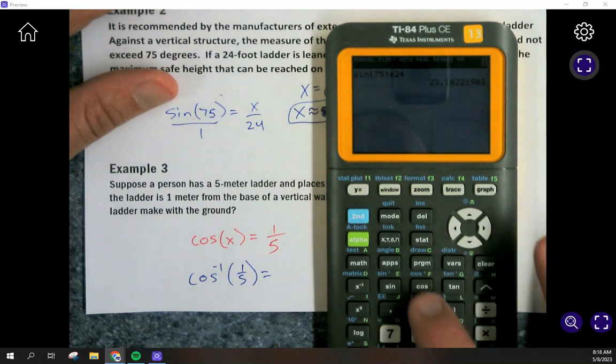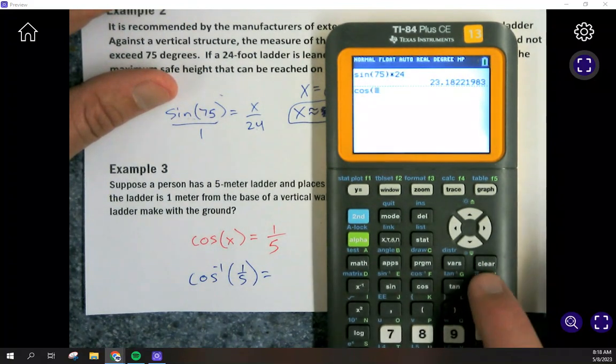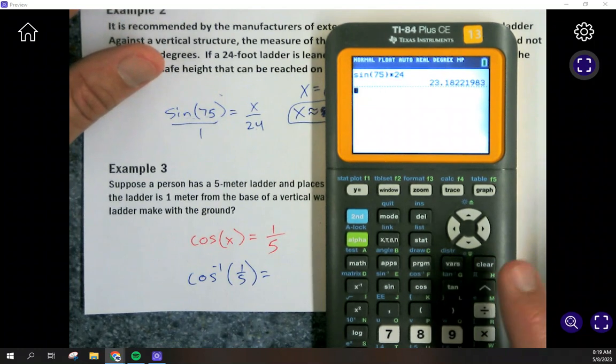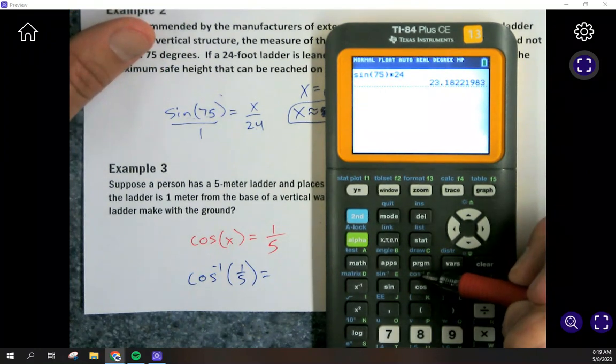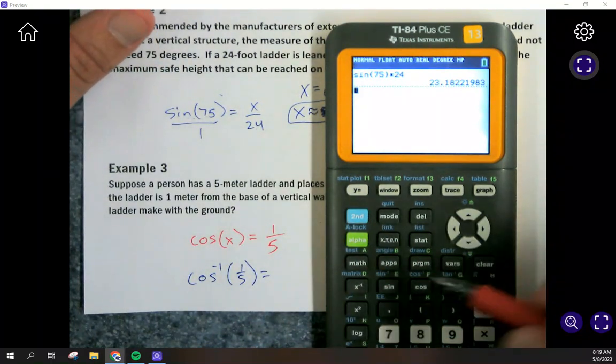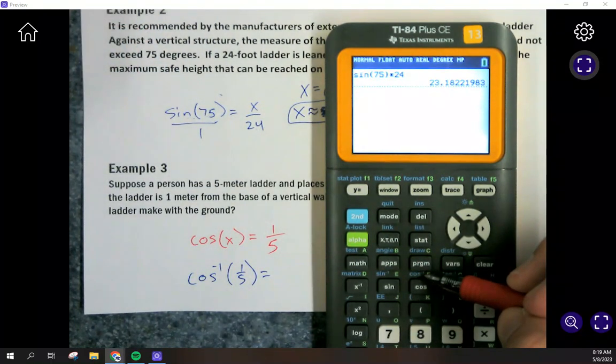cosine to the negative first. So don't put cosine and then try and raise it to the negative first or something like that. That's going to be something totally different. What we want to use is actually the inverse function. We're going to go backwards. We have the ratio. We're asking the calculator to find the angle based on that ratio. So I'm going to use this inverse function.